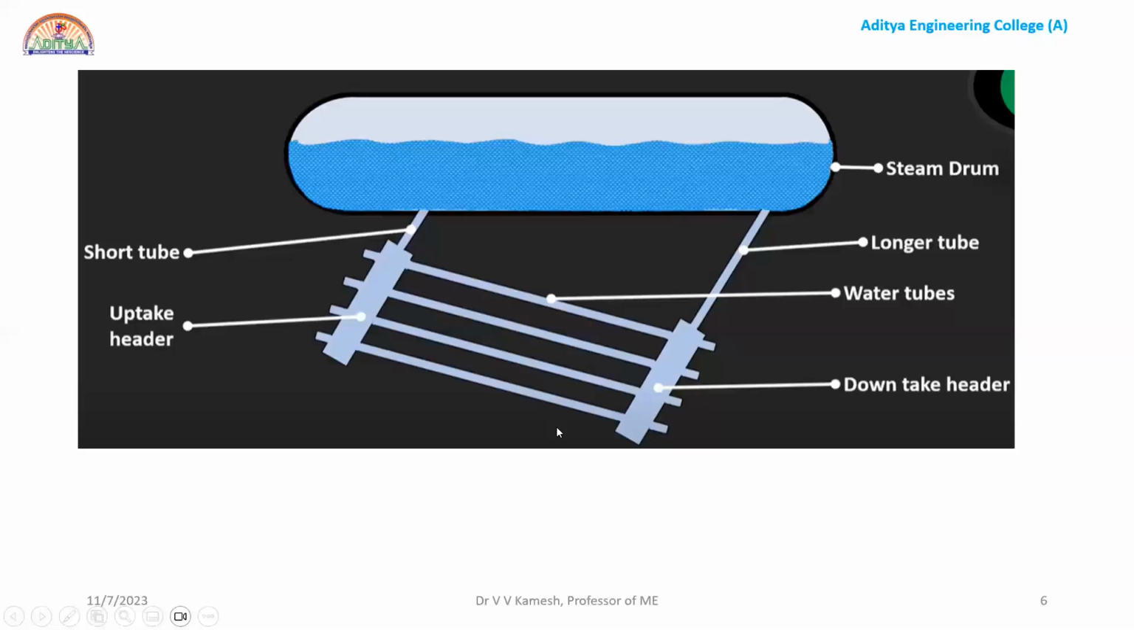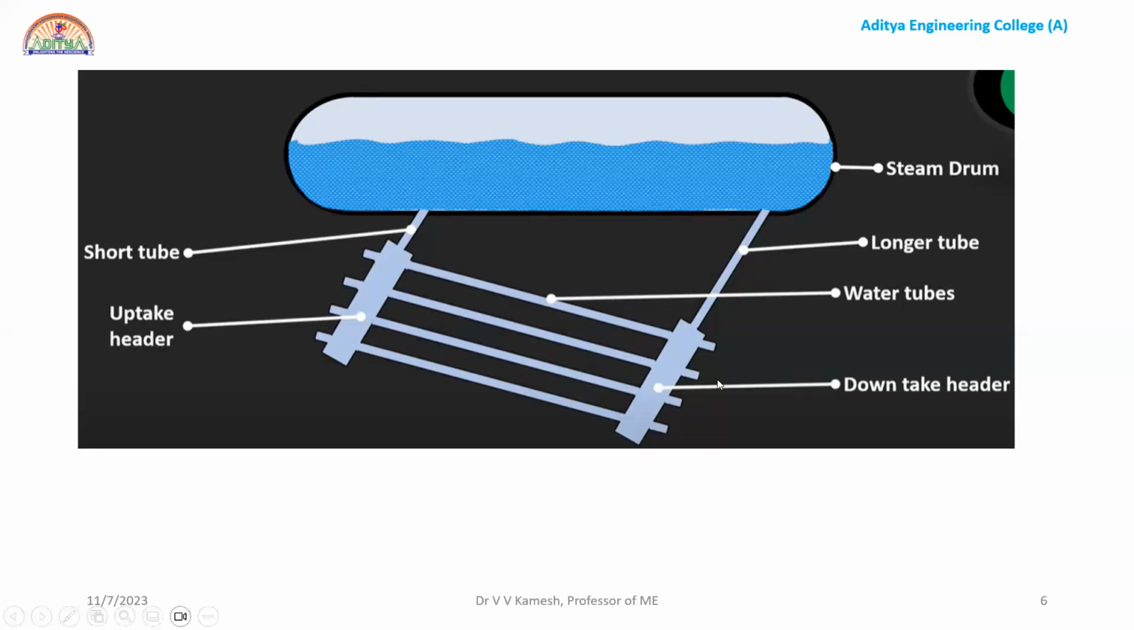Now you can see, part by part I will explain. You are seeing the blue color, this is water, right? This is the steam drum, or simply the drum. And you are looking at two angular tubes, a short tube and a long tube. Why are we making different lengths? We need to create an angle of 15 degrees, right? Why the angle is to be given, we'll discuss.